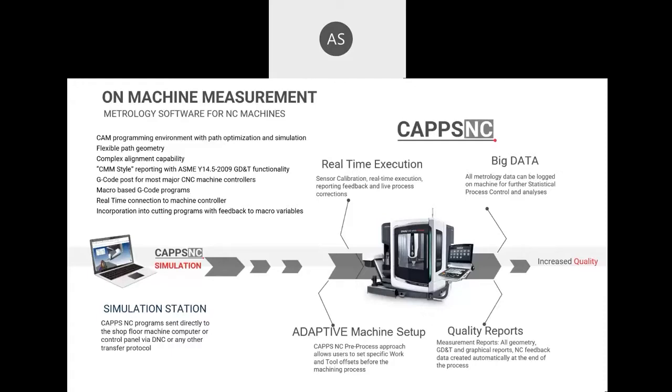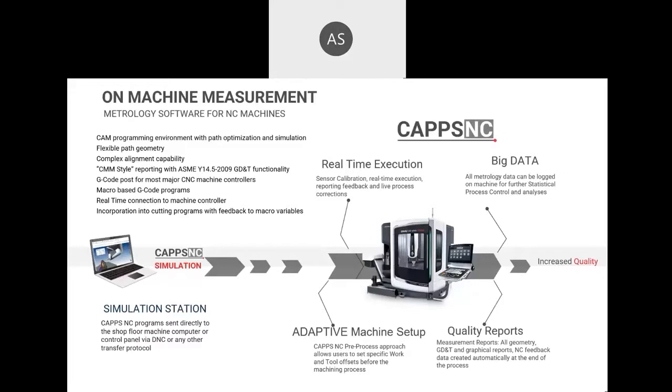The CappsNC pre-process approach allows users to set specific work offsets and tool offsets before the machining process, so you could load the part in, probe some key features on it, make some decisions based on that, and have all that happen right at the machine. Quality reports: the software can be used as a CMM at that point. Obviously, there are things that need to be taken into consideration to ensure that the machine is capable of probing and acting as a CMM.